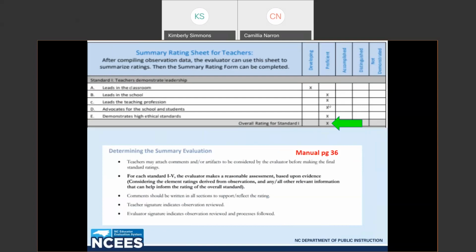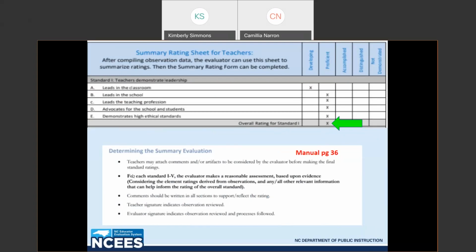I looked, I saw all of the elements that had been observed during the year. I saw where they had not been observed. I went back to the rating where they had been observed. I marked that. But then when I get down to the standard rating, I take all of that information into consideration.